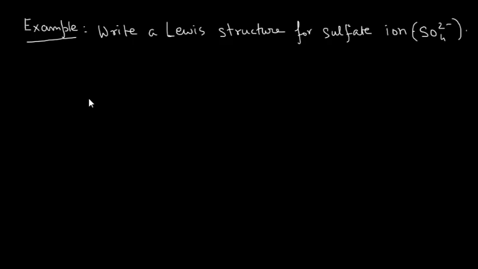Now write the Lewis structure for the sulfate ion, SO4 2 minus. First step, we'll calculate the total valence electrons. Here the 2 minus charge is equal to 2 electrons, which are also valence electrons. Sulfur has 6 valence electrons, oxygen has 6, but there are 4 oxygen, so 4 multiplied by 6, plus 2 for the 2 minus charge. This will give 32. So valence electrons is 32.